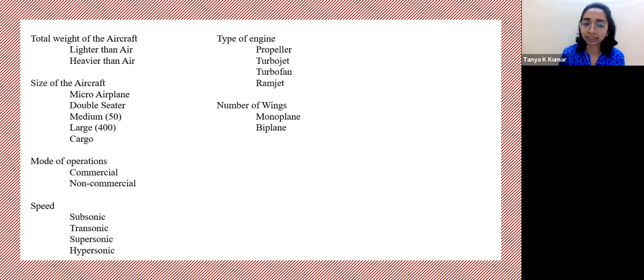So subsonic is less than Mach 1. Transonic is in that region between where it just becomes supersonic. So it is about 0.8 to 1 Mach. When it crosses Mach 1, it is supersonic. And when it crosses Mach 5, it's hypersonic. Hypersonic vehicles, any idea? When it crosses Mach 5, what would be a typical example of hypersonic vehicles?